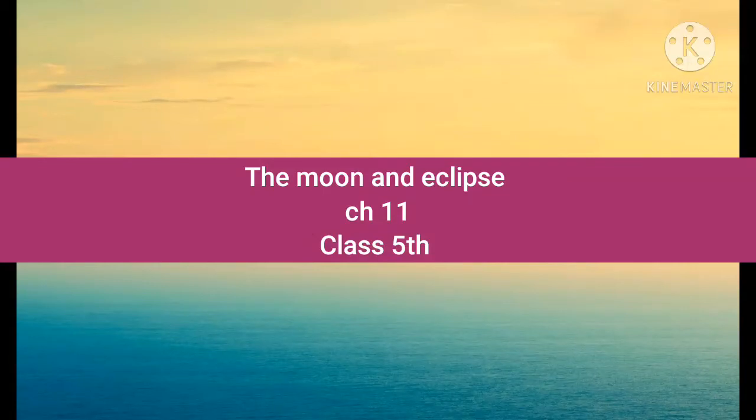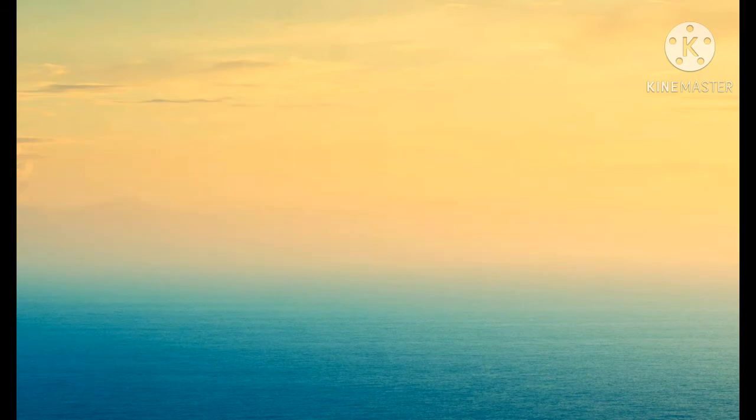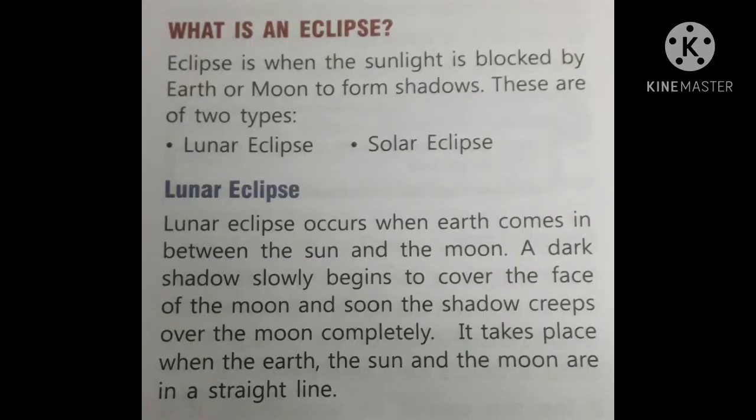The Moon and Eclipse, Chapter 11, Class 5th, Second Part. What is an eclipse? An eclipse is when the sunlight is blocked by Earth or Moon to form a shadow. And these are of two types: lunar eclipse and solar eclipse.